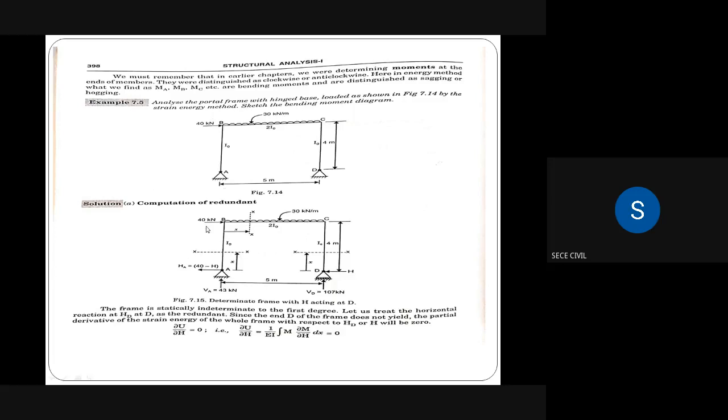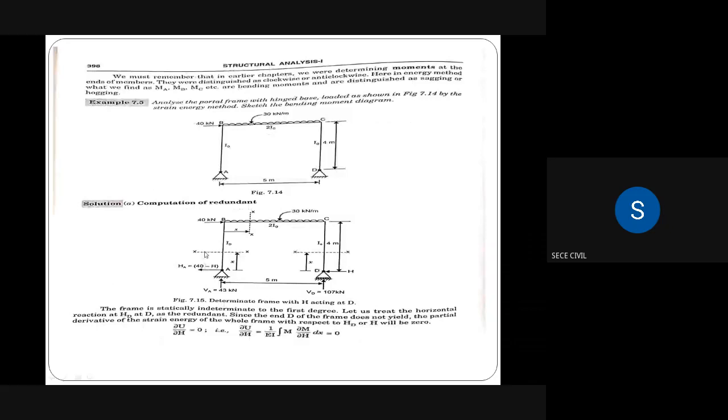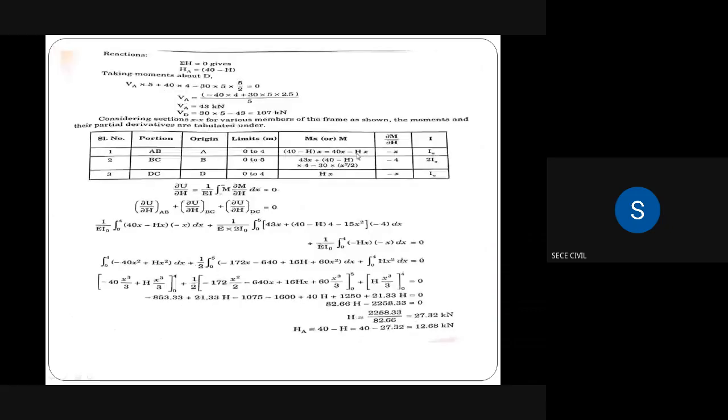Not anti-clockwise, clockwise moment only. So because of HA, clockwise moment only. So plus 40 minus H into X, that is equal to 40x minus hx. After that, we calculate dou M by dou H. Only this term will come, so minus x. So dou M by dou H is equal to minus x, and the I value for the portion AB is I naught.